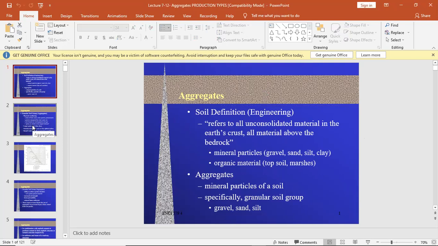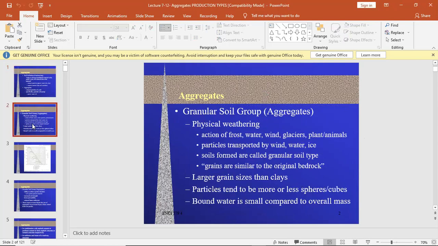So when we say granular soil group, these aggregates are formed due to physical weathering that we have discussed in our soil section as well. There is the action of frost, water, wind, glaciers, plants and animals, and particles transported by wind, water, and ice. Soil that forms is called granular soil types. Grains are similar to the original bedrock.